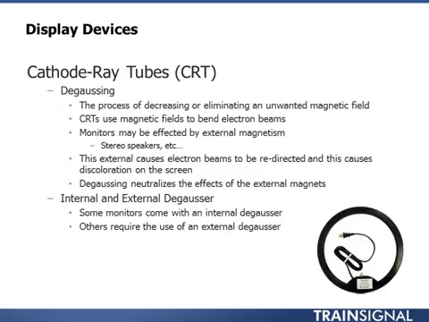Now, there is a term when it comes to CRTs that you should be familiar with, and it's something called degaussing. I think I've also heard some people call it degaussing. I don't know which way you do it. I always said degaussing. Anyway, this is the process of decreasing or eliminating unwanted magnetic field. Okay, so why do we want to do that? Well, since our CRTs use magnetic fields to send the electron beams to the correct locations, if there are any other external magnets that are nearby, it can affect where those electron beams are going, and you'll get a distorted image.